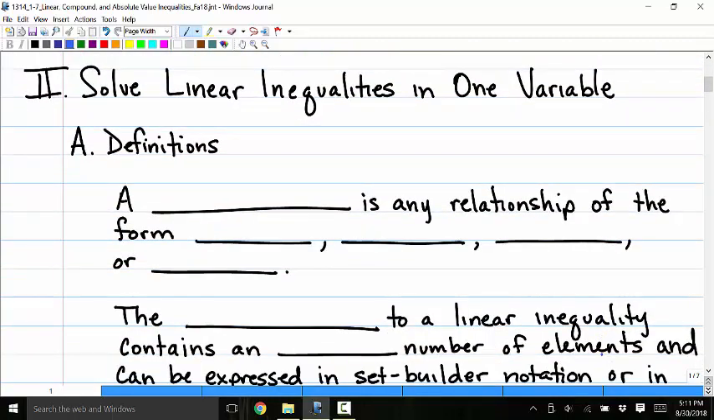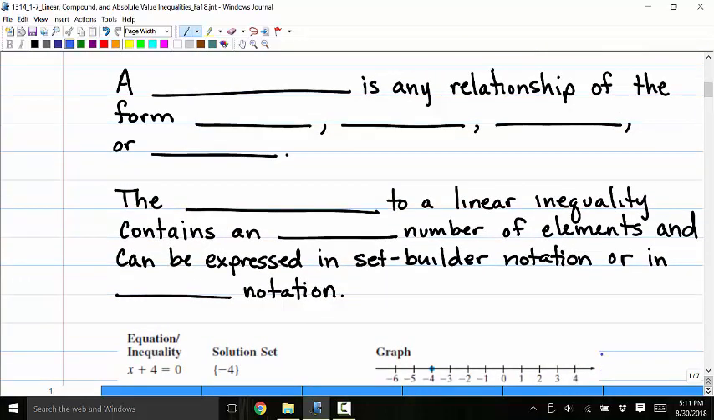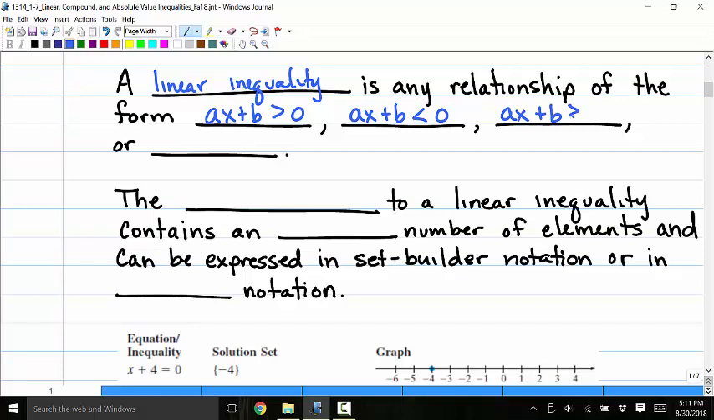Let's talk about how to solve linear inequalities in one variable. Some definitions. A linear inequality is any relationship of the form ax plus b greater than 0, ax plus b less than 0, ax plus b greater than or equal to 0, or ax plus b less than or equal to 0.